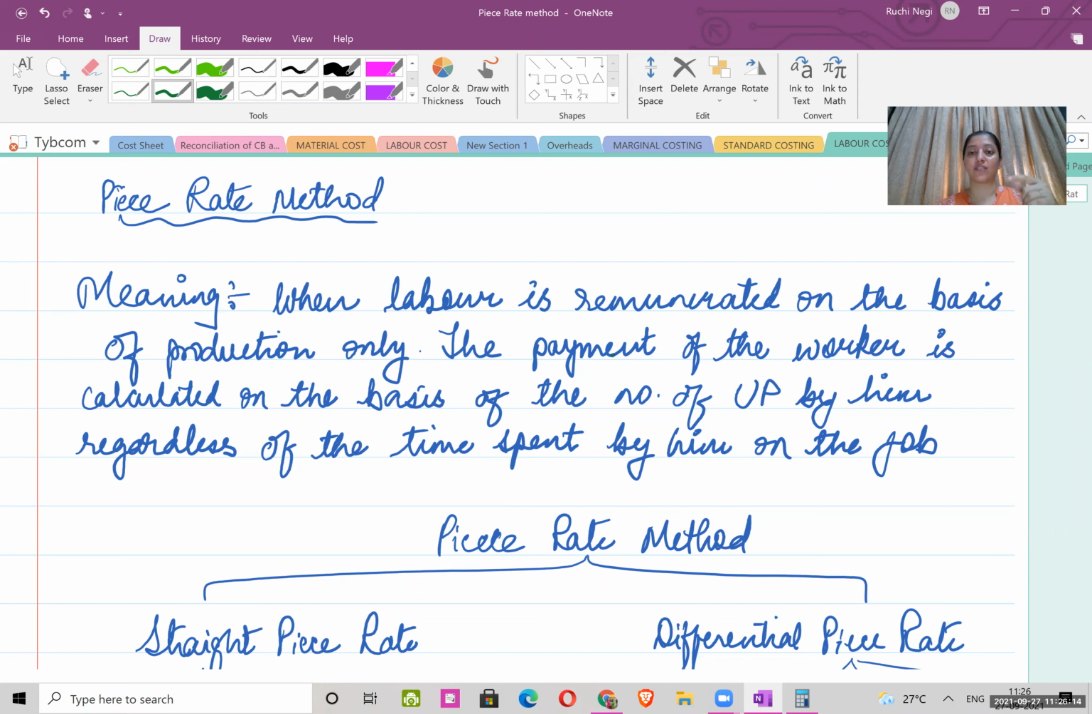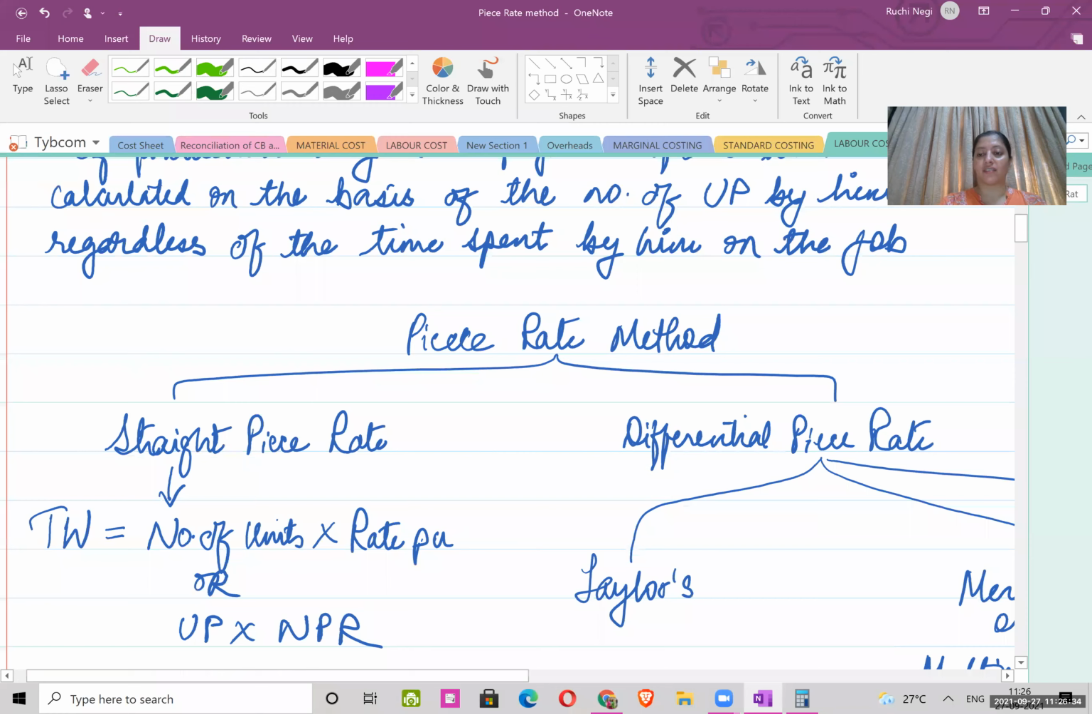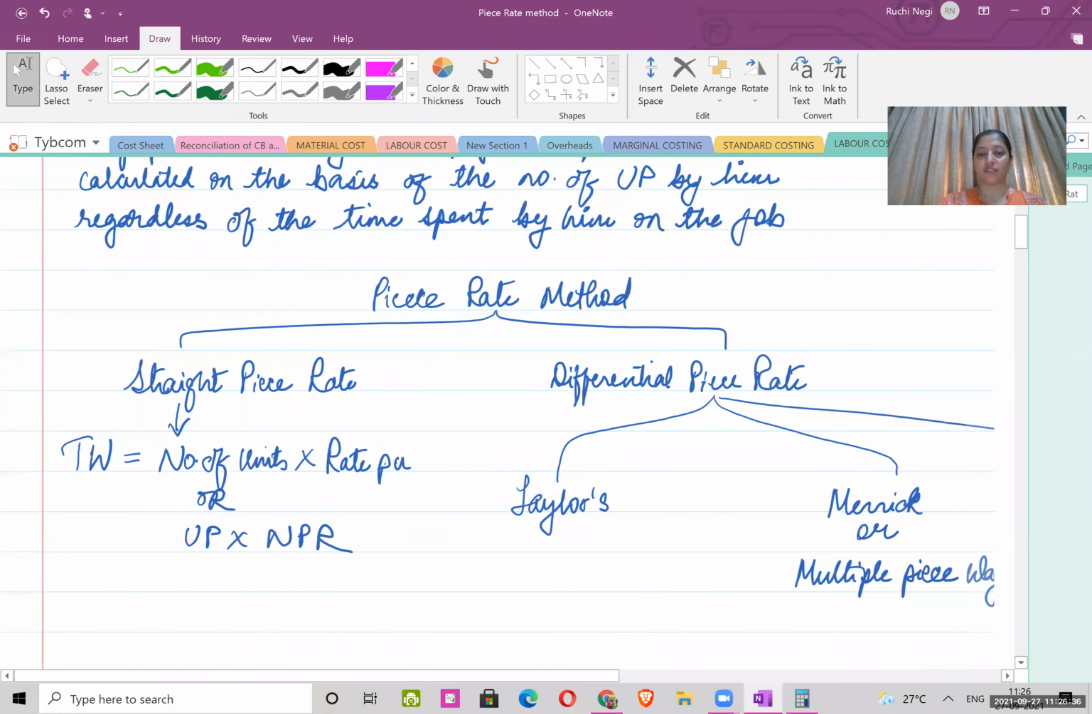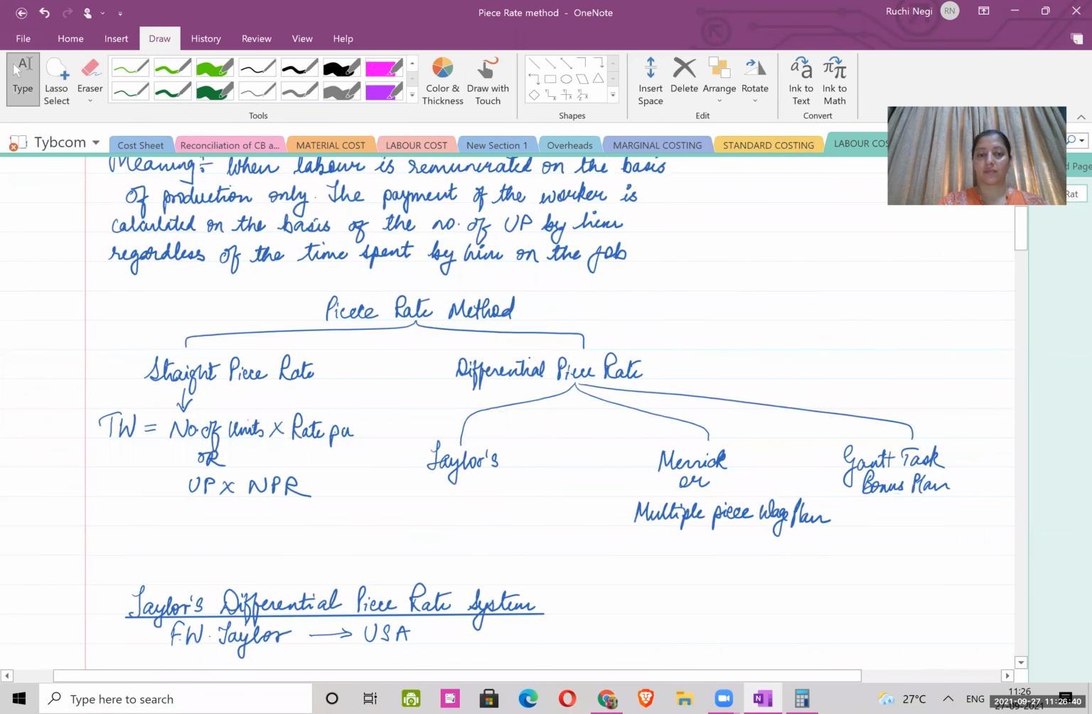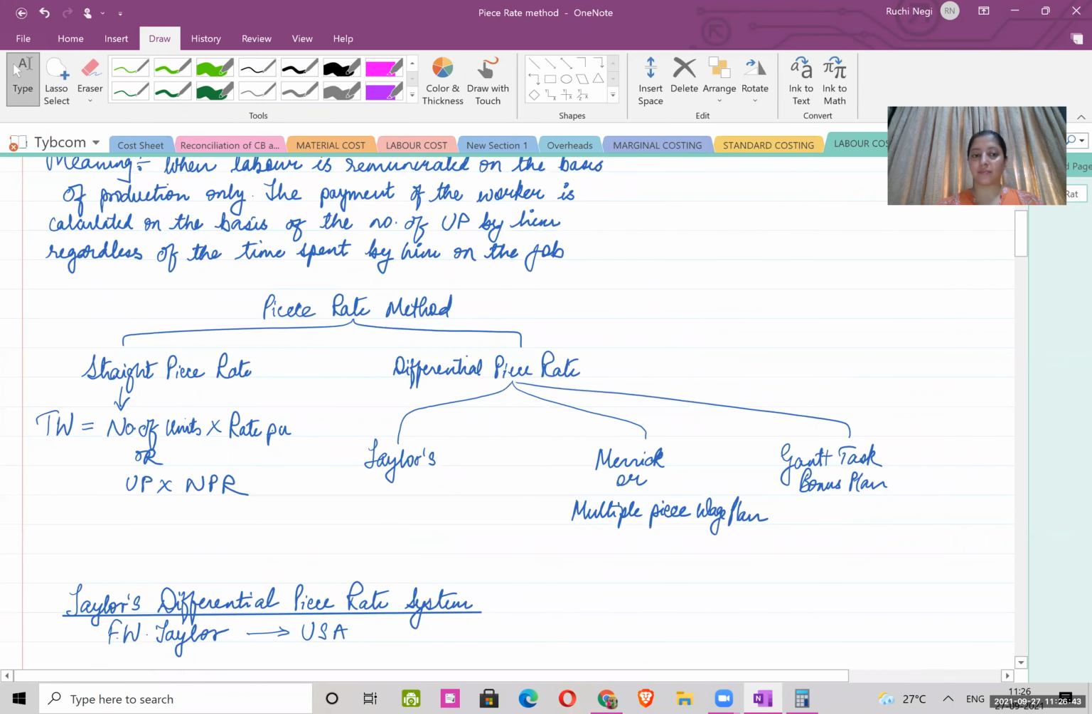Whereas in case of time basis, we take into consideration how many hours he has worked, the time taken by the laborer to complete his job or the work that he has been designated. Okay, so piece rate method is further divided as, please make a note of this, straight piece rate and differential piece rate.